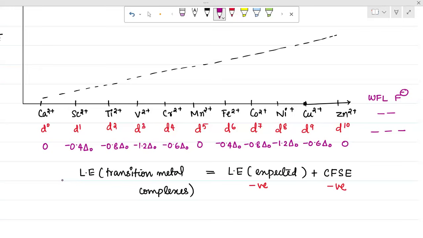Why is this happening? That is because we have considered a weak field ligand. The trend will change if it is a strong field ligand. What we have considered is a weak field ligand.